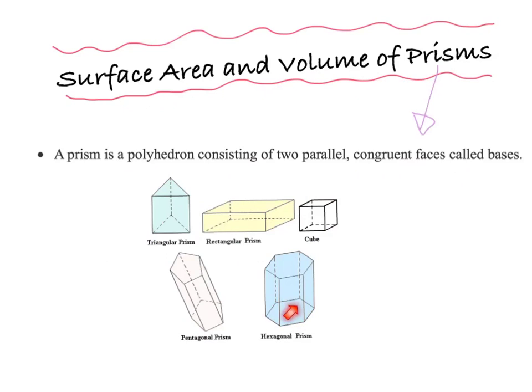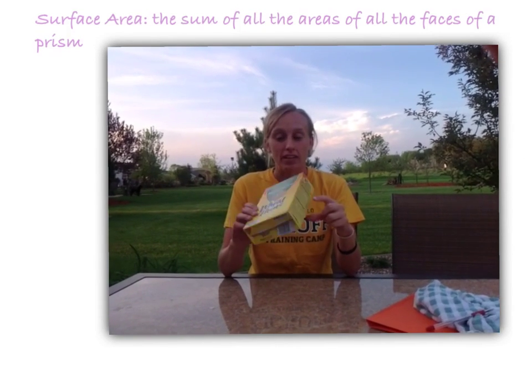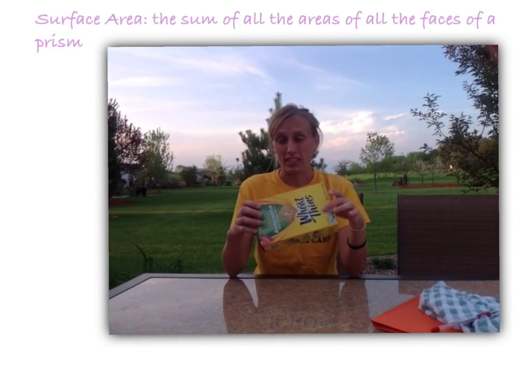And this one is a hexagonal prism. The two bases are hexagons, and then do you see all the faces are rectangles? So these are some examples of prisms. We're going to focus today on just rectangular prisms and cubes. Okay guys, today we're going to be working on finding the surface area of a rectangular prism.